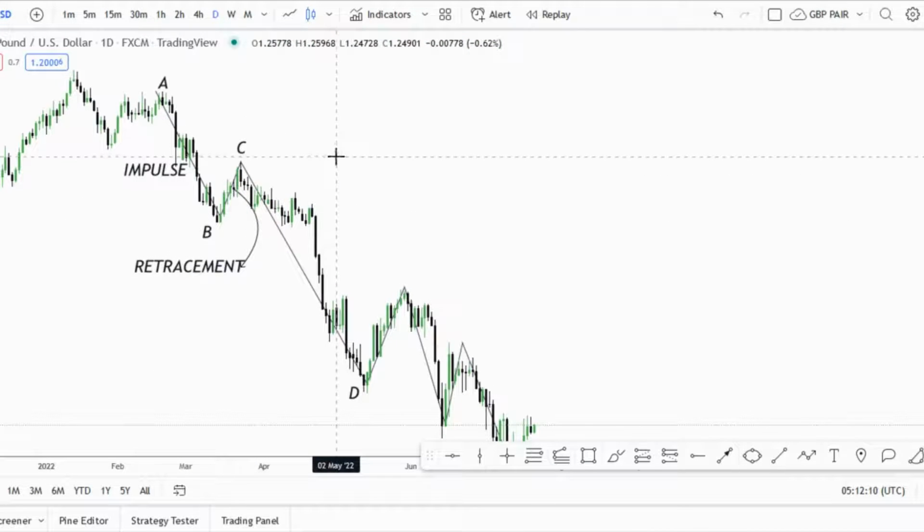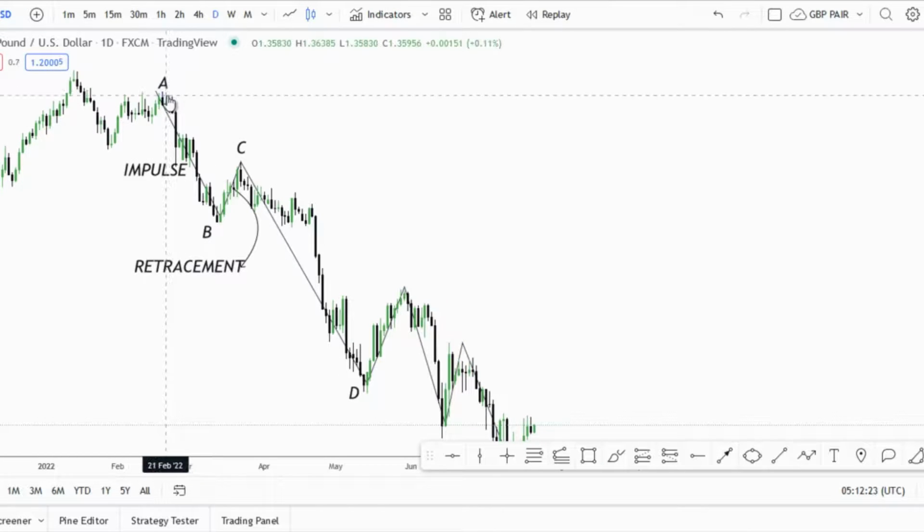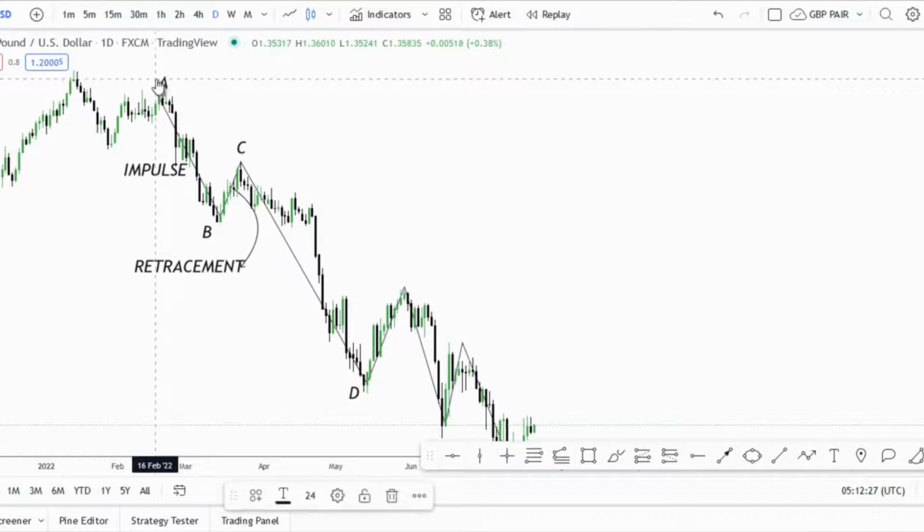Like I said, Fibonacci is about two things. Number one, Fibonacci retracement. Number two, Fibonacci extensions. Now price has moved. Let's consider the impulse AB. All right, consider the impulse AB.